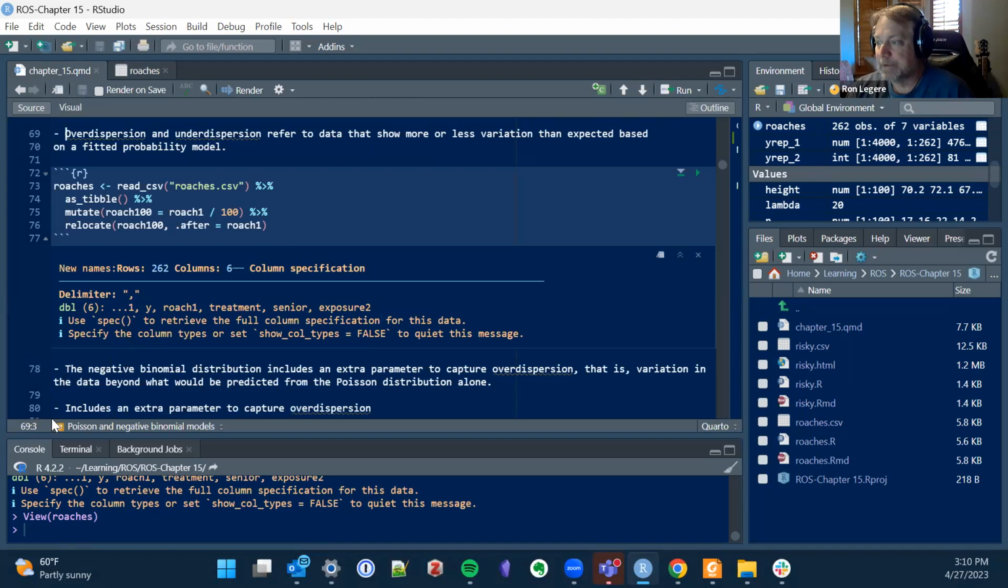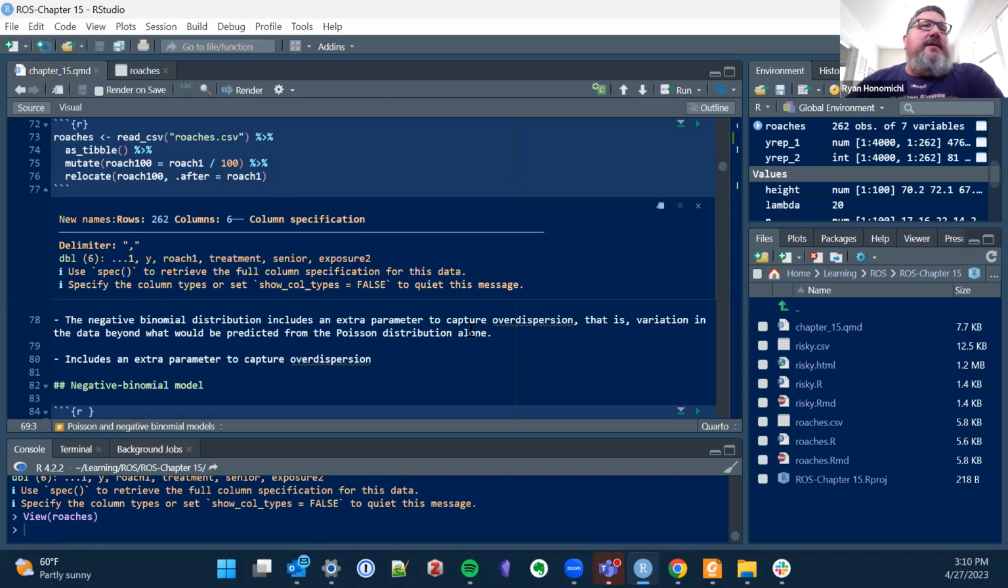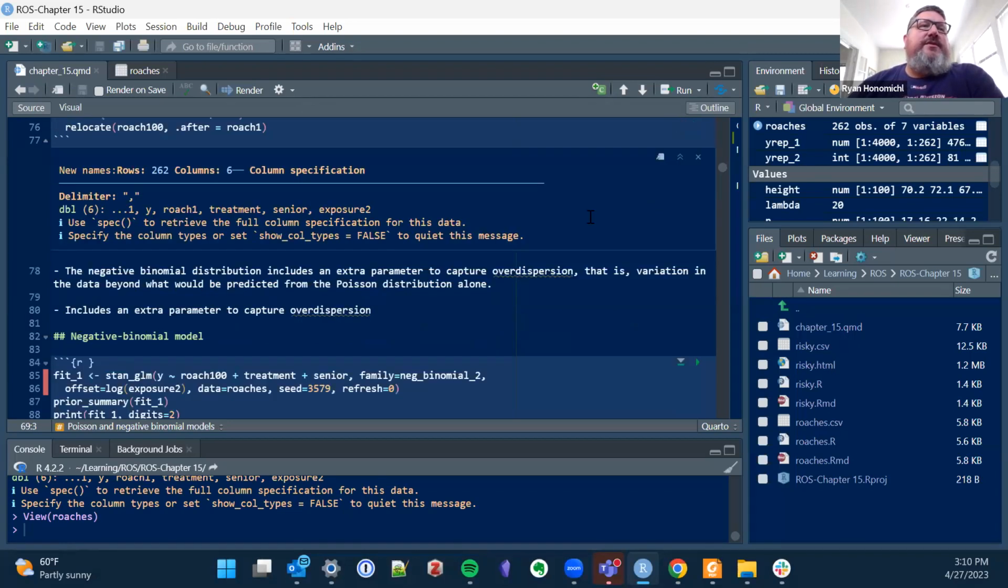By the way, I've mentioned Poisson models, but negative binomial models are an alternative when we have over dispersion. This means for whatever reason, the variation in the data goes beyond what is expectable and allowable in a Poisson distribution. Then we would use the negative binomial distribution, which has this extra parameter to capture how the over dispersion is working here.